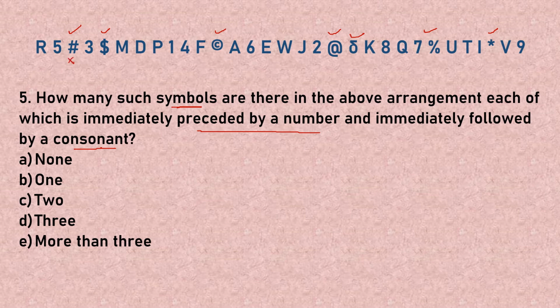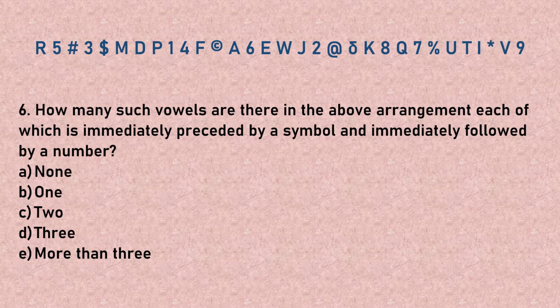So obviously this is not the answer. Preceded by a number, followed by a consonant. Yes, I guess this is the correct one here, first one. Let us check if we have any more such correct options here. So this is also ruled out. This is also ruled out. This is also ruled out. This is also ruled out. And this is also ruled out. So we have just one correct pair here which satisfies the condition given to us in the question. So the answer would be option B, that is 1.